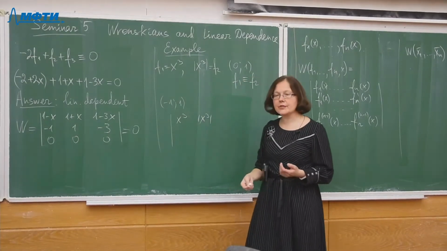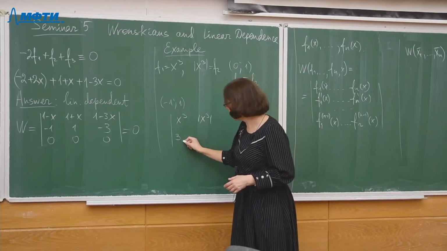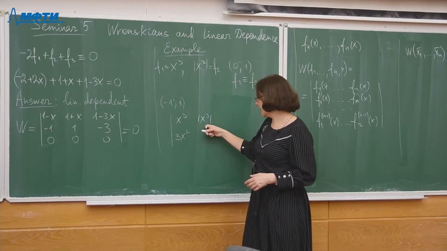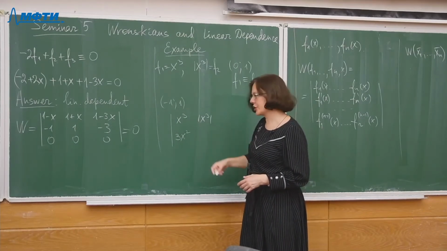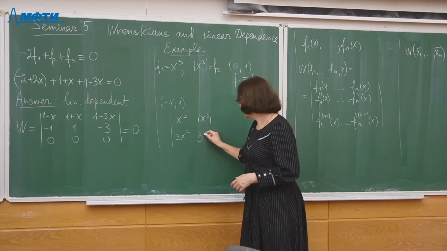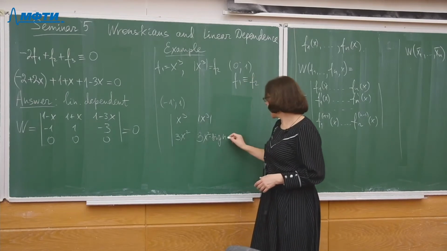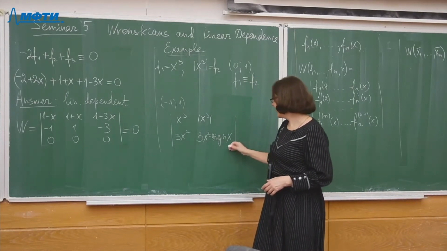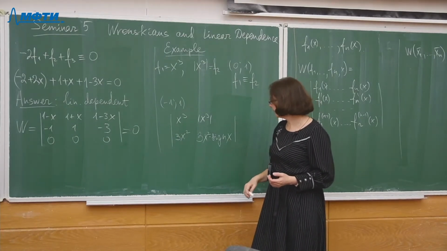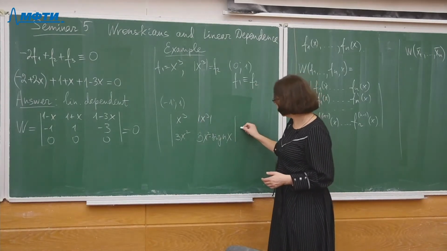And what about the derivatives? So we can find the derivatives. They will be 3x squared. And the derivative of this function is equal to 3x squared times the sign of x, everywhere except for the point x equals 0. And the determinant is 0.